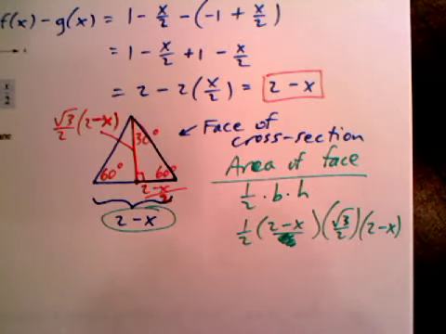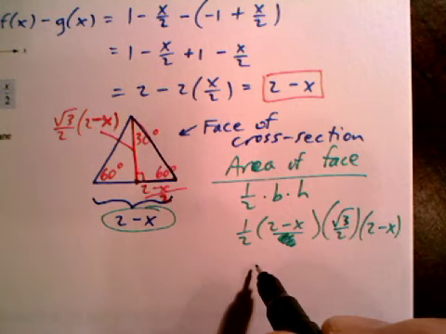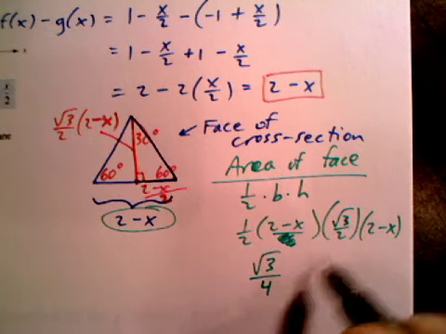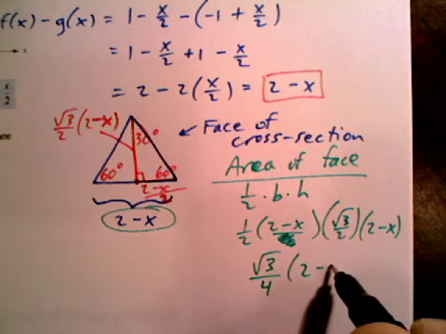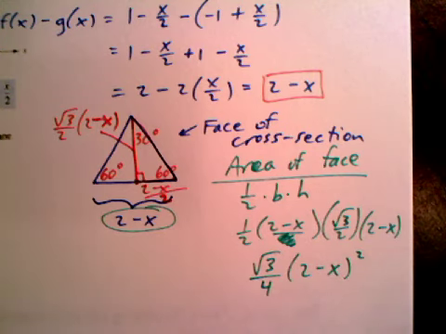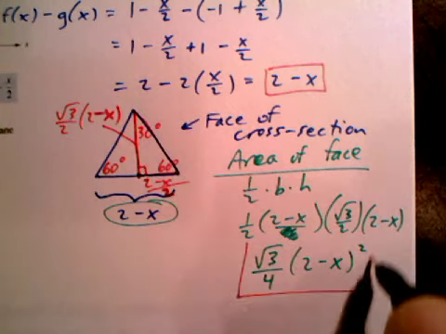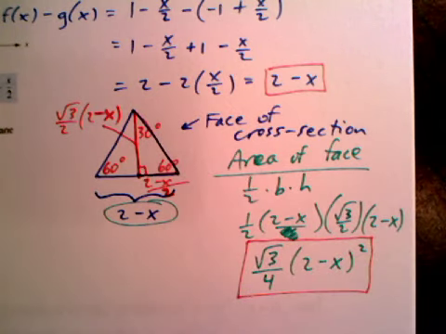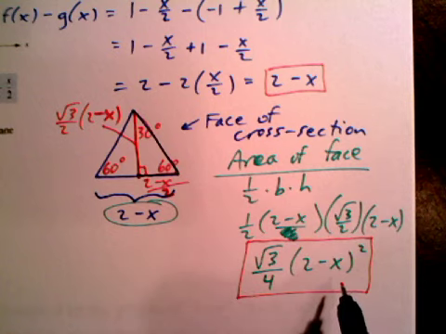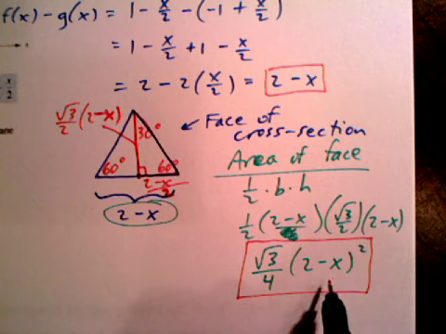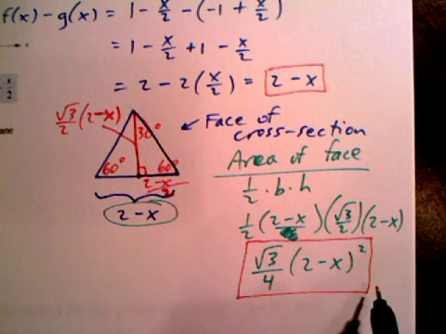Let's clean it up a little bit, and write it as radical 3 over 4. 2 times 2 is 4, and then we have our quantity 2 minus x squared. That's our bread and butter right there, guys. When you get the area of a face, you are virtually done. So that's what we need. Concentrate hard on that, making sure you get that right, because that's going to be your integrand. You're going to multiply that by dx to get the volume of one cross section, and then you're just going to integrate from left to right.